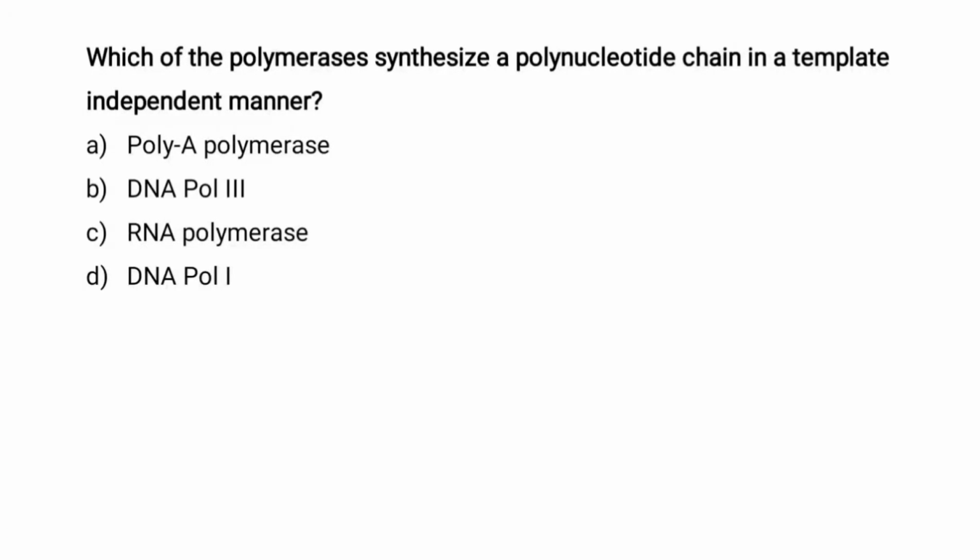Our next question is, which of the polymerases synthesizes a polynucleotide chain in a template independent manner? Poly A polymerase, which is polynucleotide adenyl transferase, belongs to the DNA polymerase beta family of enzymes and is central to the polyadenylation machinery. It specifically generates the polyadenine tail by incorporating ATPs at the 3' end of the nascent pre-mRNA transcript in a template independent manner. So our correct option will be option A.